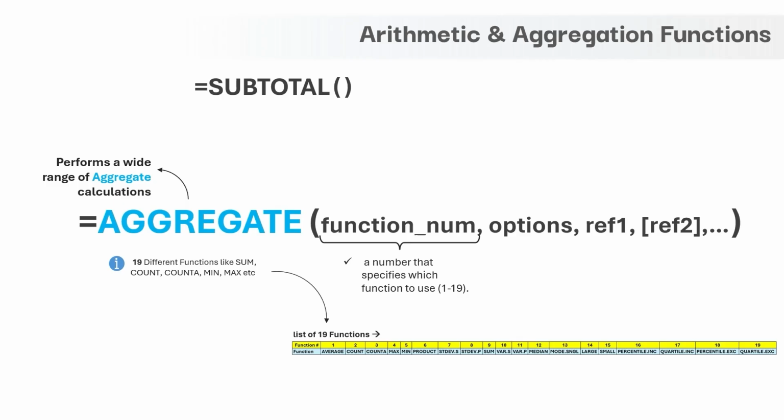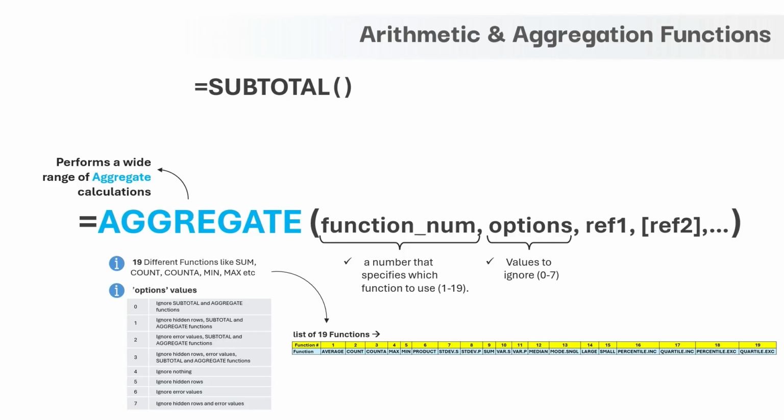The next argument, options, takes different values between 0 to 7 as input, and each number specifies how to perform the calculation. Its list is as shown below, and we can choose different values depending upon the situation, like to ignore the subtotal and aggregate functions, ignore hidden rows, ignore error values, ignore nothing, and so on and so forth. Reference 1 and reference 2 arguments take a range of cells as input to perform the calculation.